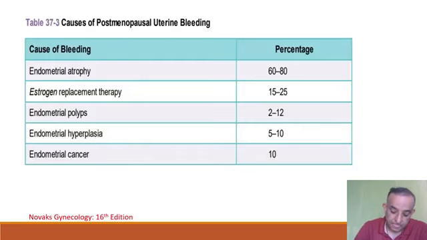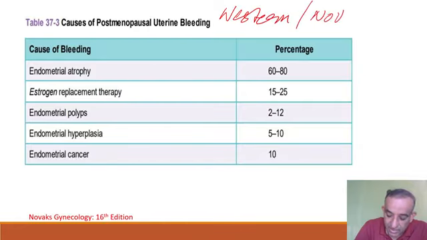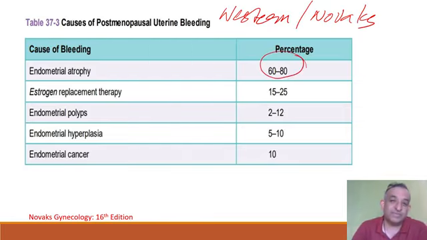Okay, see this. Causes of postmenopausal bleeding. This is Western data. This is from Novak's Gynecology. Yes, I've written here 16th edition. So the most common cause, 60 to 80% of the cases, it is endometrial atrophy in the West.